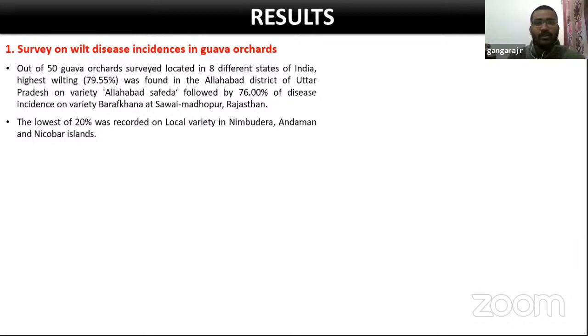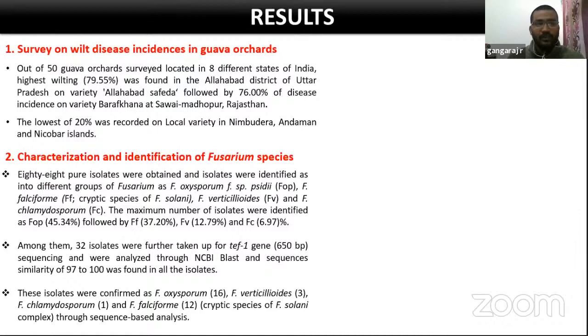For the characterization and identification, we isolated 88 pure isolates of Fusarium. They were named Fusarium oxysporum, Fusarium falciformis, which is a cryptic species of Solani, Fusarium equiseti, and Fusarium chlamydosporum. The maximum number of isolates were identified as Fusarium oxysporum, followed by falciformis, equiseti, and chlamydosporum. Among them, 32 isolates were further taken for sequence analysis using the TEF1 gene. We got 650 base pairs and analyzed through NCBI BLAST. Sequence similarity of 97 to 100 percent was found.